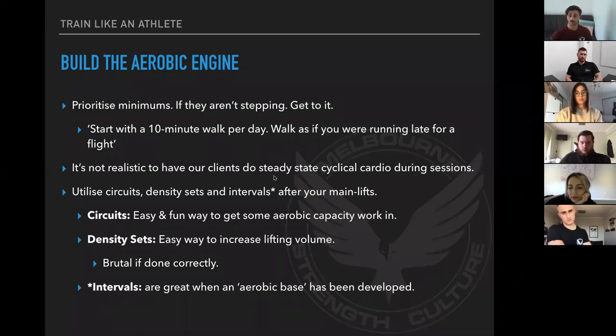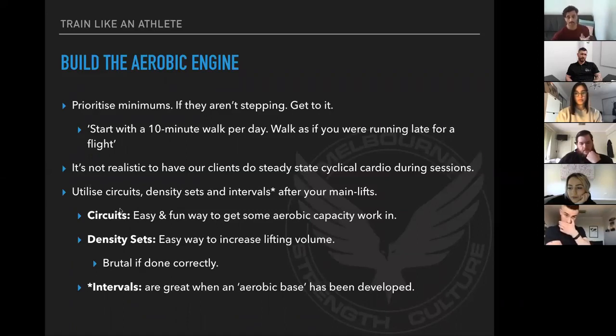During sessions, it's not realistic to have clients doing steady state cyclical cardio. So like if you go, hey client, we're going to go outside and jog for the half an hour that you paid for. They're going to say to you, hey, you know what? Nah, I paid money for you, not just to jog with me. I'm good, thanks. You know what? Some people might be interested in that. And if they want that, by all means, but you pushing that on them is probably not the best way to go about things. Using circuits and density sets would be my go-to.